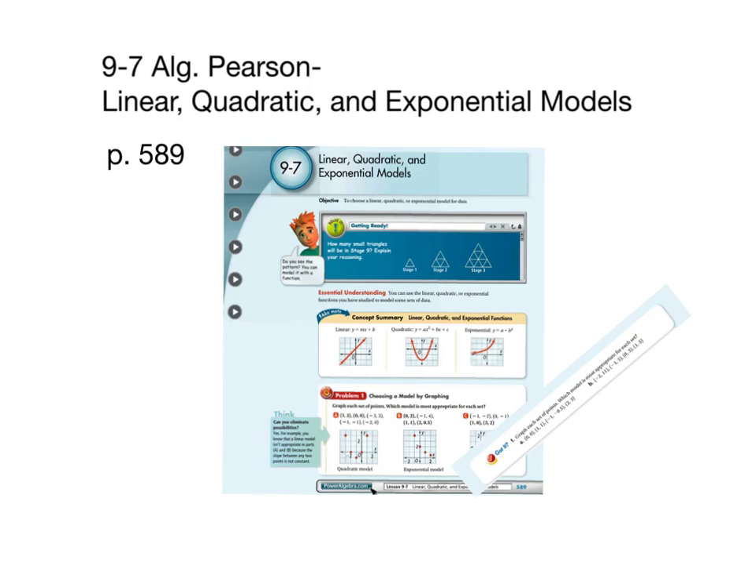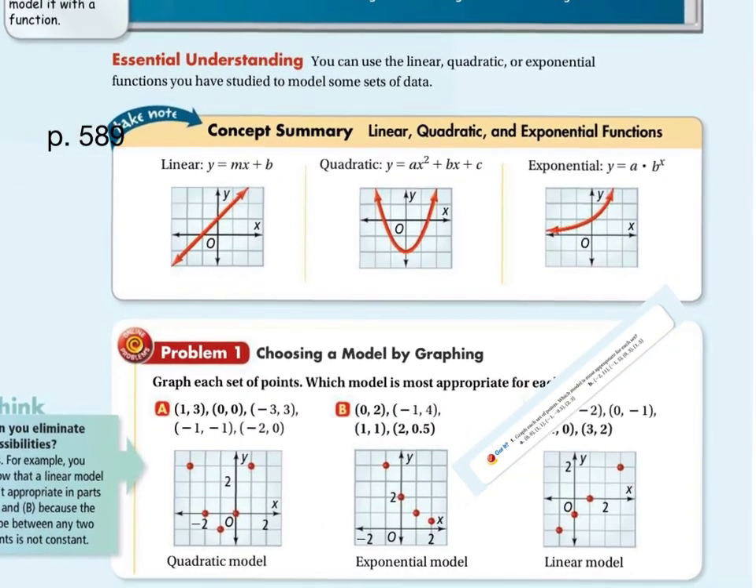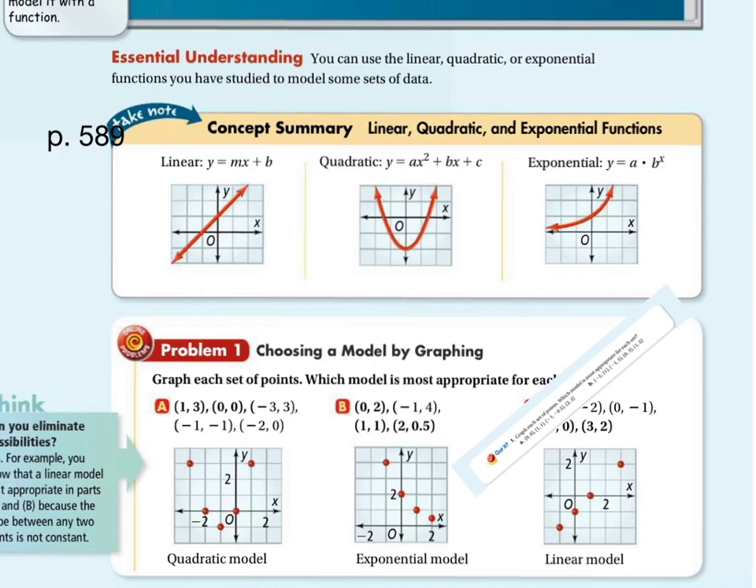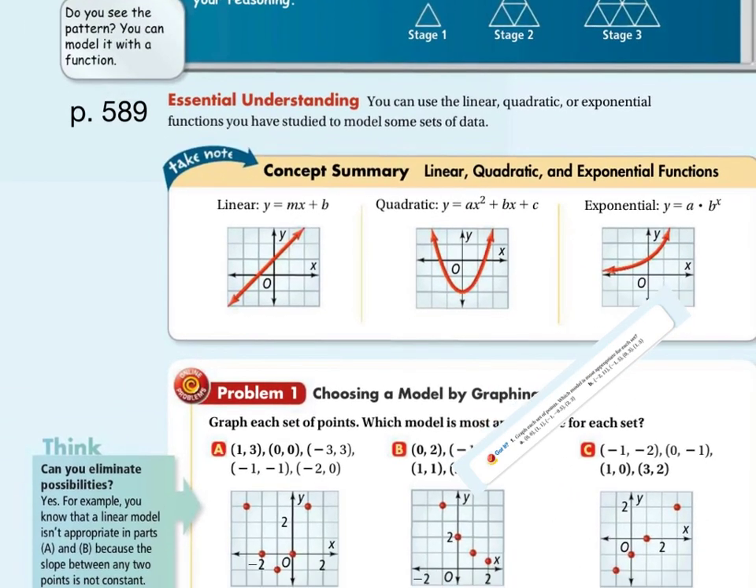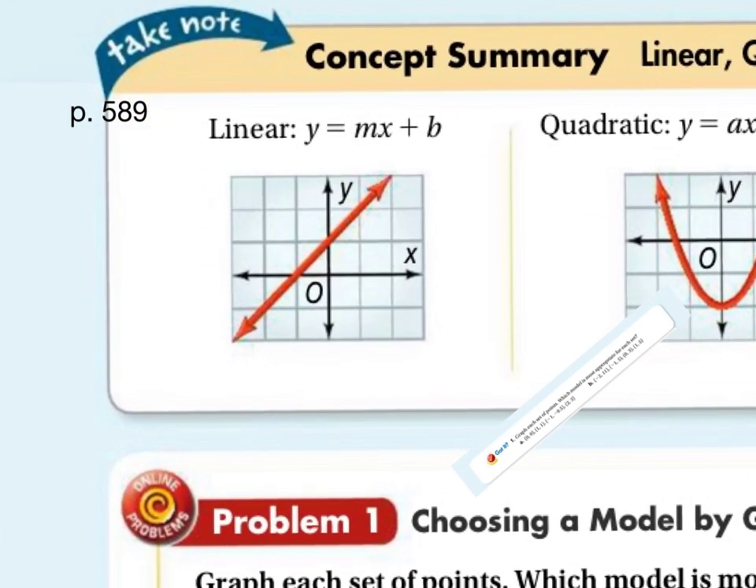Page 589, lesson 9.7 is on linear, quadratic, and exponential models. So if you look at this concept summary box, just a reminder of these different types of functions. Linear is going to look like a straight line, and it's in this form y equals mx plus b.